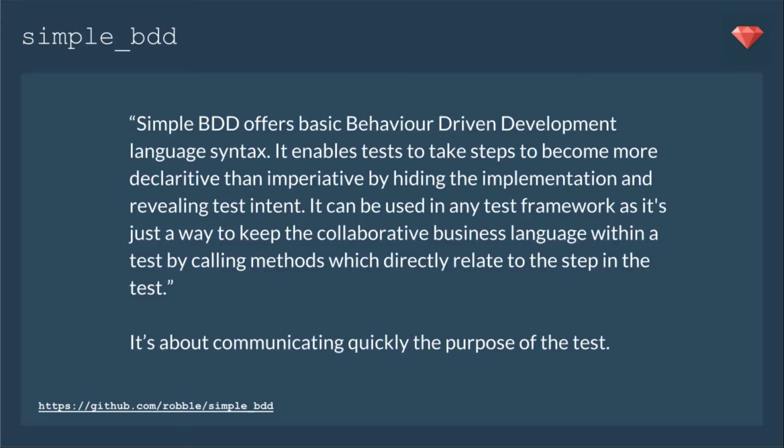It can be used in any test framework, and it's just a way to keep the collaborative business language within a test by calling methods which directly relate to the step in the test. It's all about communicating quickly the purpose of the test. So maybe you have a fairly complicated test that you want to explain quickly at the top of your spec, and this is what Simple BDD was made to do. It also makes it really simple to reuse these code blocks throughout different tests in your app. You'll see what I mean as we get into it.